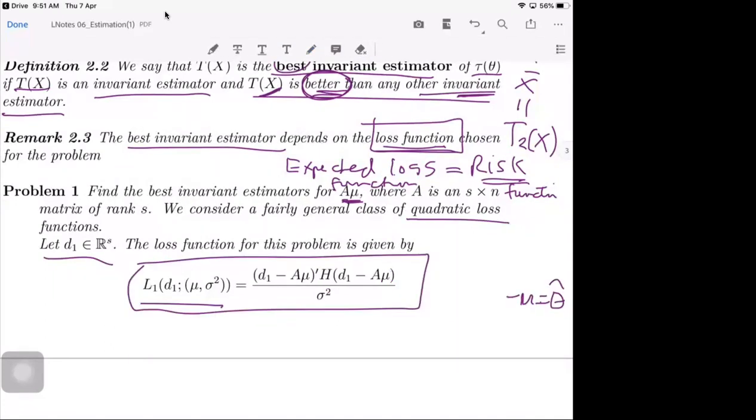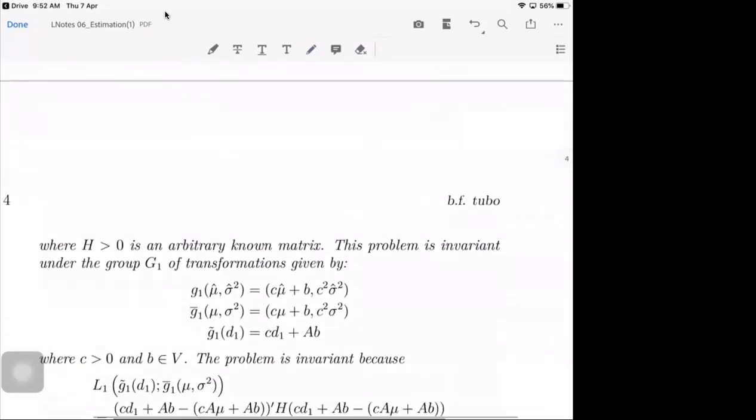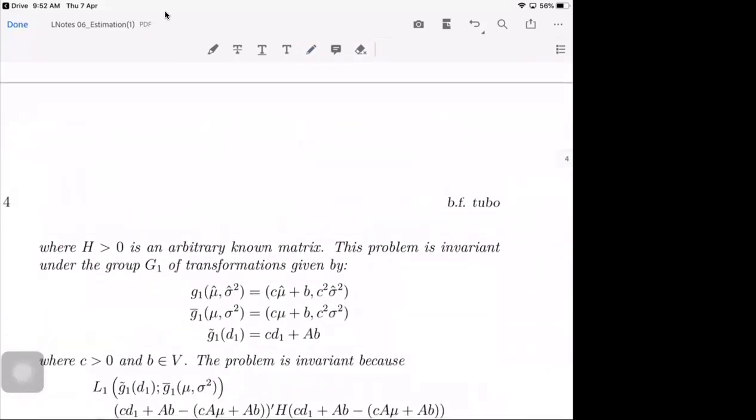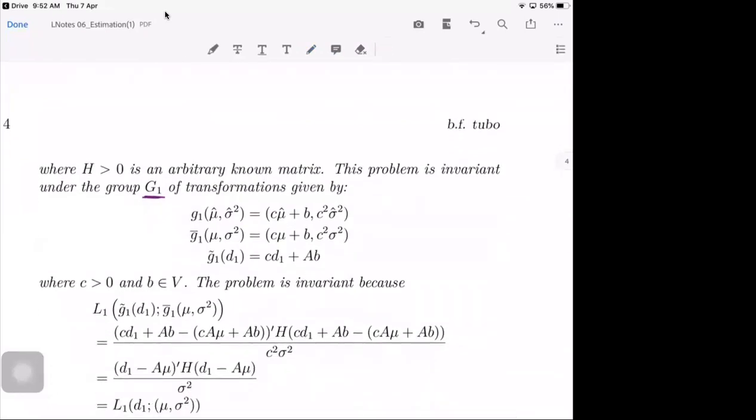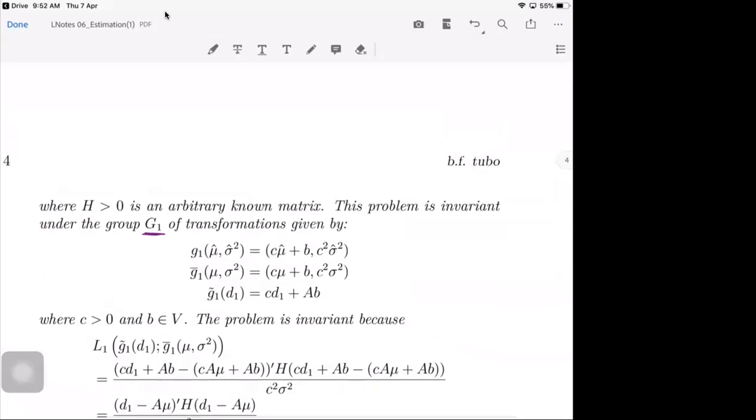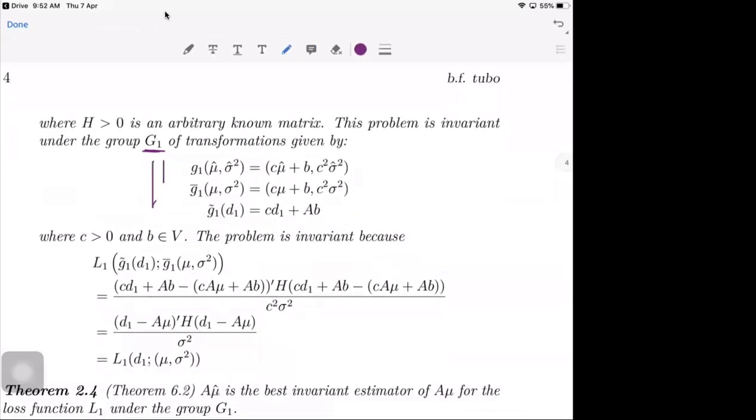So kinina part mao ni ang ato ang sigma inverse, ang Mahalanobis distance, where H here is just an arbitrary known matrix. So this problem is invariant under group 1 of transformation. So the group 1 transformation is given by this. So pag check nato na invariant na siya sa group of transformation.